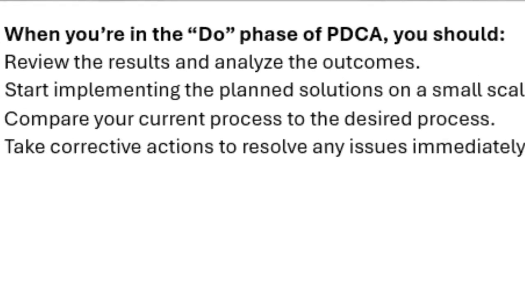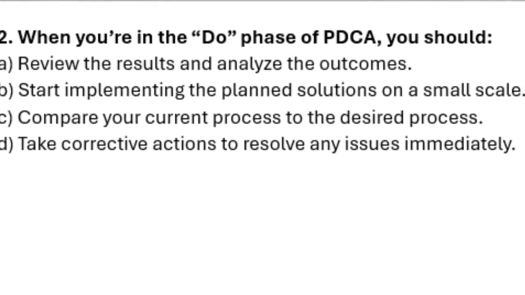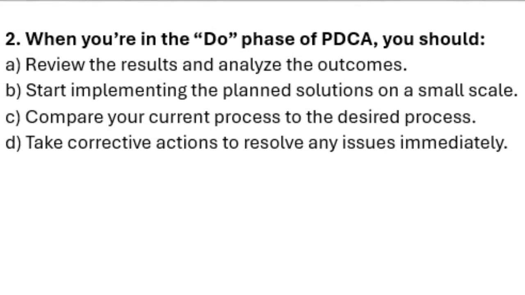When you're in the do phase of PDCA, you should: A. Review the results and analyze the outcomes. B. Start implementing the planned solutions on a small scale. C. Compare your current process to the desired process. D. Take corrective actions to resolve any issues immediately.